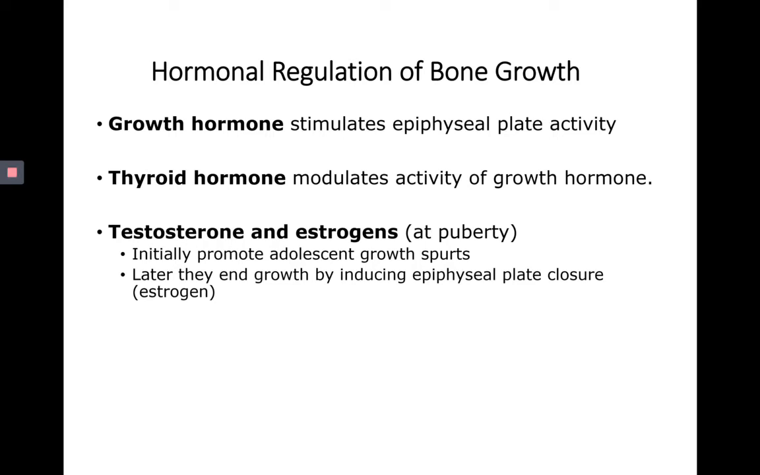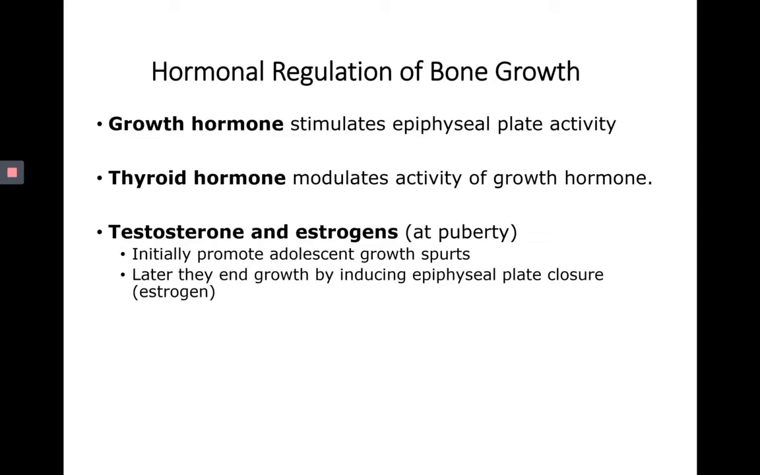Okay, our next topic is looking at hormonal regulation of bone growth. Of course, there's growth hormone, which stimulates the epiphyseal plate that causes interstitial growth and causes bones to get longer. Then you have thyroid hormone, which modulates the activity of growth hormone. Growth hormone actually works a lot better if thyroid hormone is also active. And then at puberty, testosterone and estrogen would actually promote adolescent growth spurts, but later they actually close the epiphyseal plate and turn it into an epiphyseal line, especially that of estrogen and its derivatives.